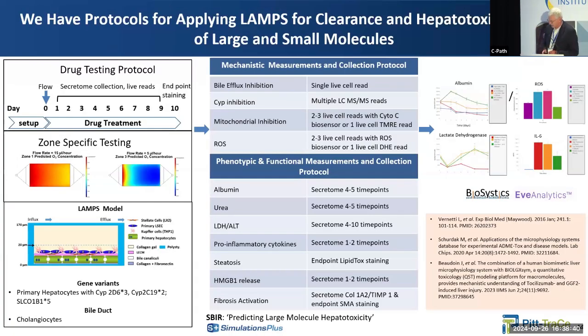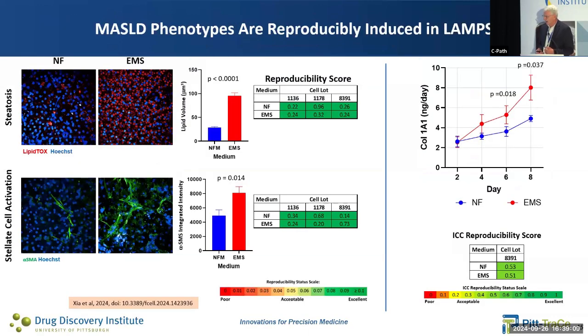And so this is just to show that we have the protocols in place for the LAMPS model for predicting clearance and hepatotoxicity. We measure a number of mechanistic measurements. We collect a number of phenotypic and functional measurements for the model to show that it's a functional liver and we can induce the disease. We've demonstrated the reproducibility of the LAMPS model, both internally as well as across labs. And we've also demonstrated that the MASLD phenotypes are reproducibly induced in the LAMPS.